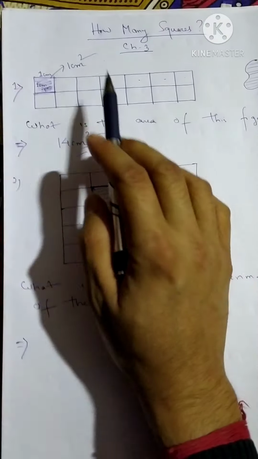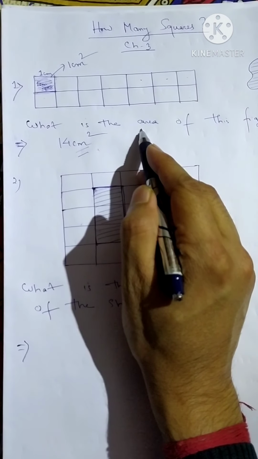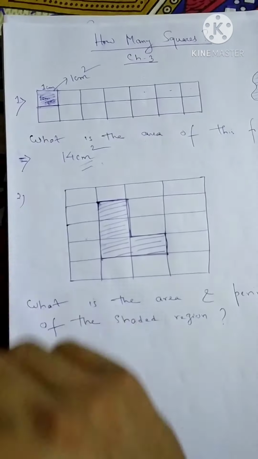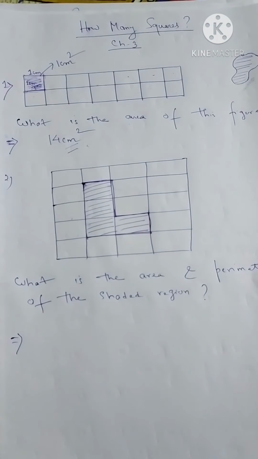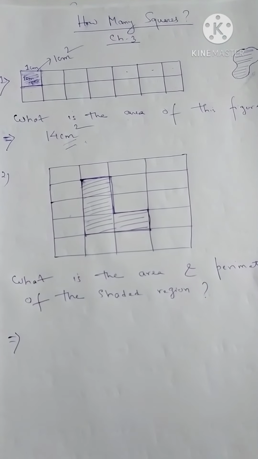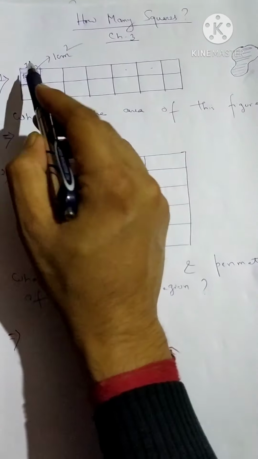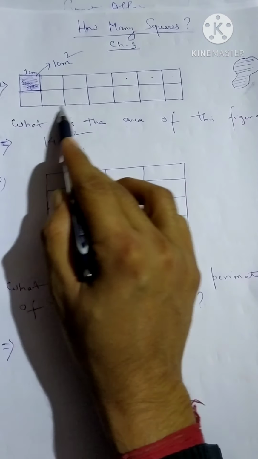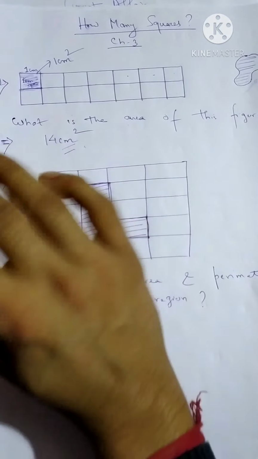Now we can also find the perimeter. Here I have written the question only for area, but the perimeter we can also find out. How? What is the meaning of perimeter? Perimeter means the sum of the lengths of the boundary, just this boundary, this one, this one, this one, and this one. You have to add and nothing else.